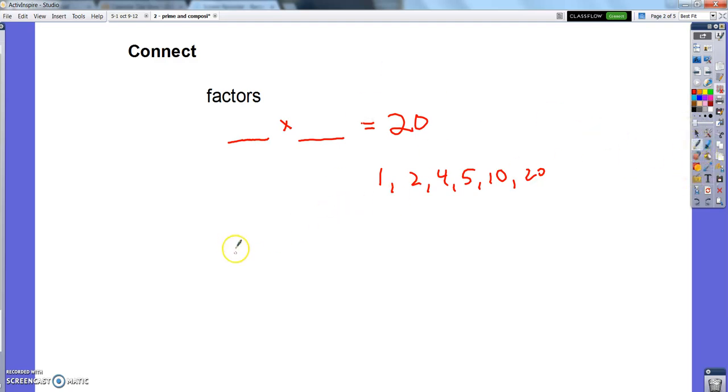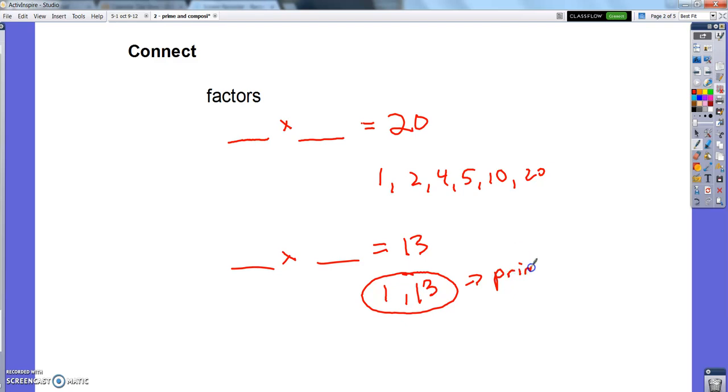Let's take 13. What if I was looking for the factors of 13? The only two things I can possibly fit in these blanks for 13 are 1 and 13. So a number with only two factors, no more, is called a prime number. 13 is a prime number.